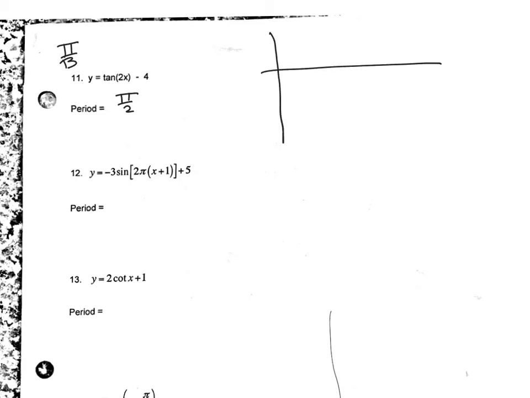So if we take that times 2, 1, 2, 3, 4, this is where pi is. This is where pi over 2 is. Tangent also gets graphed on the negative side. And one more thing, we're moving these zeros down 4.